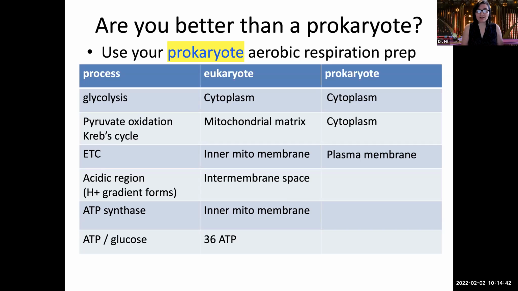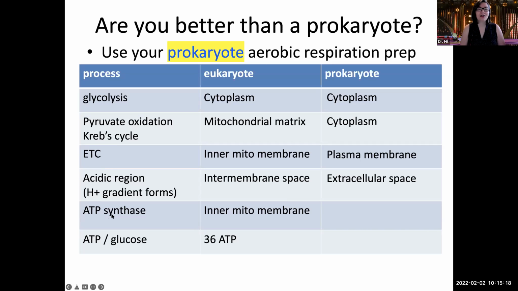Where are the protons being actively transported to? Where is that gradient accumulating? That's right. It's in the extracellular space. This also makes sense when you think about the origin of the mitochondrion, right? Because that outer membrane of the mitochondrion is actually thought to have been the plasma membrane of the cell that engulfed it. So the intermembrane space once upon a time was the extracellular space of the prokaryotic cell.